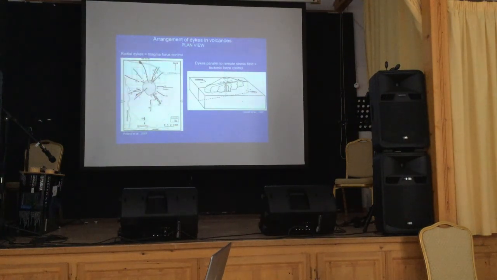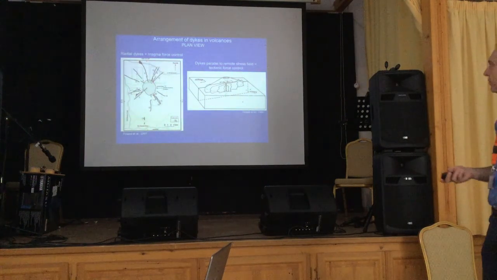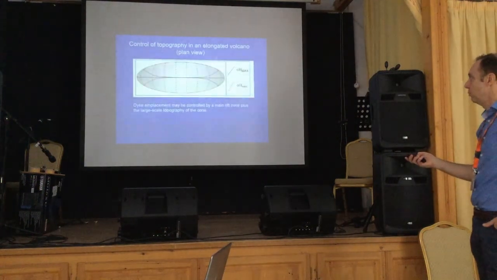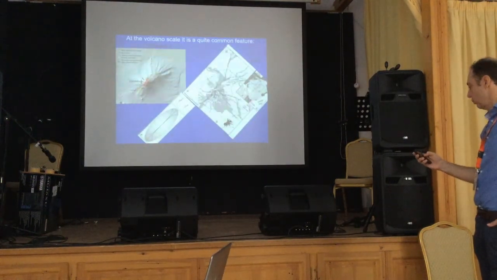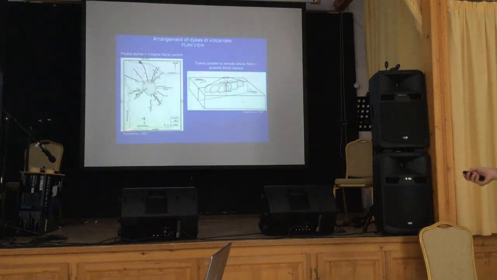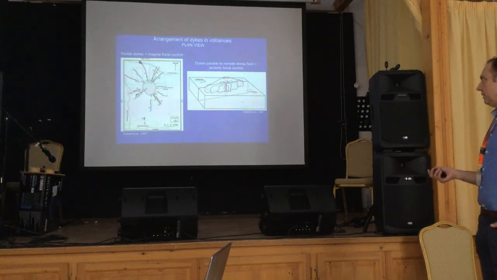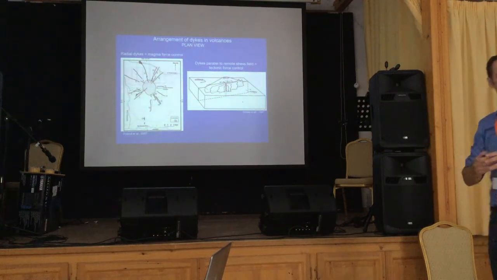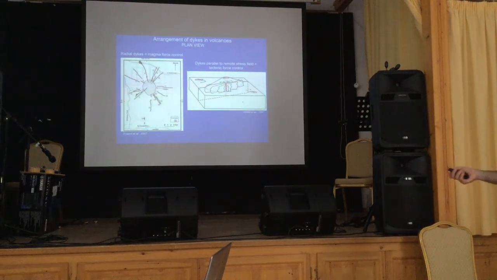How are dikes usually arranged in the interior or below the volcano? There are two end members, just to make things easy. It can be with a radial geometry. In this case, the radial arrangement, this is a plan view of an eroded volcano. This radial geometry is due to the magma force, so the magma force controls the distribution of the dikes.